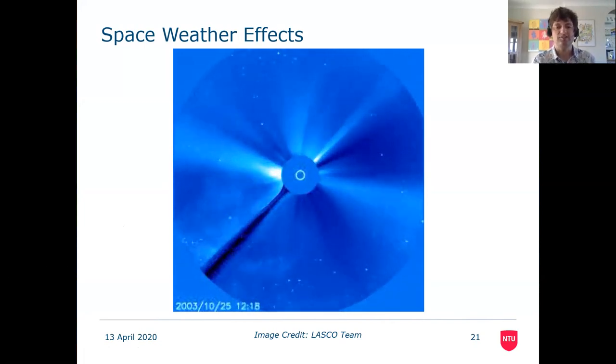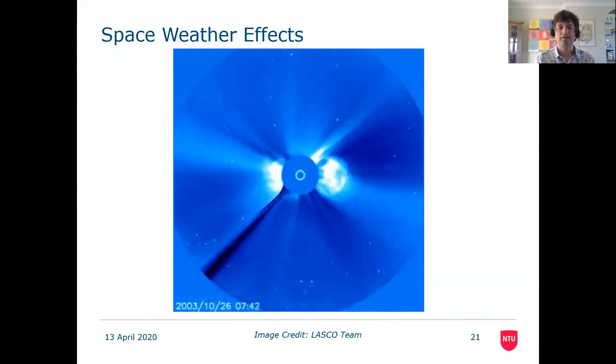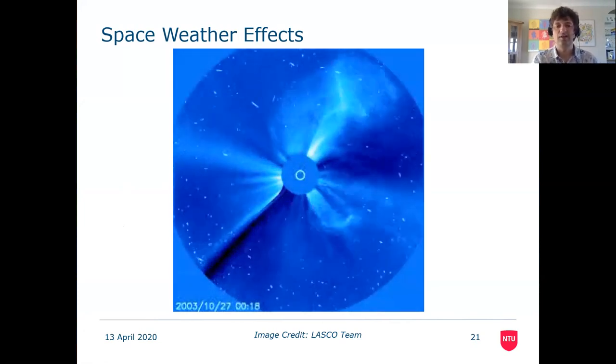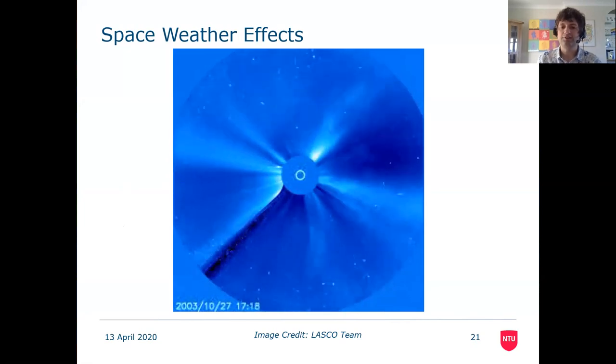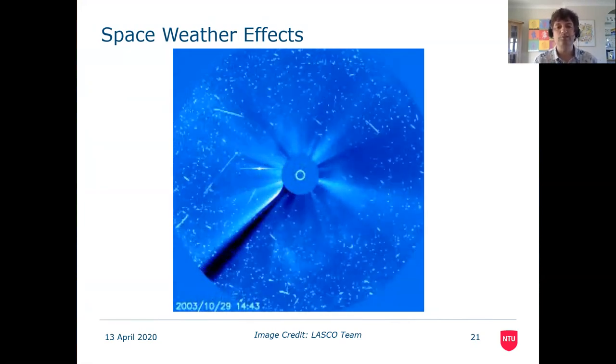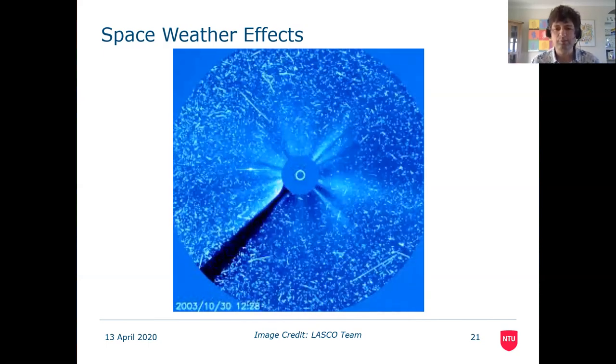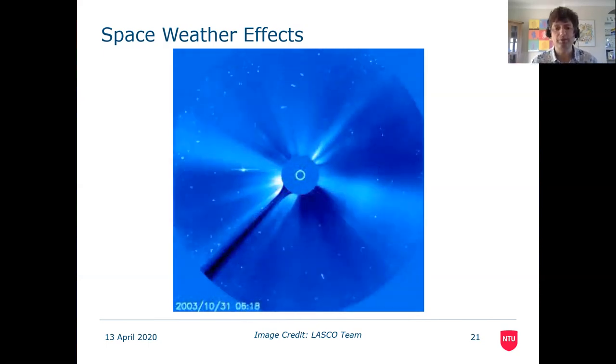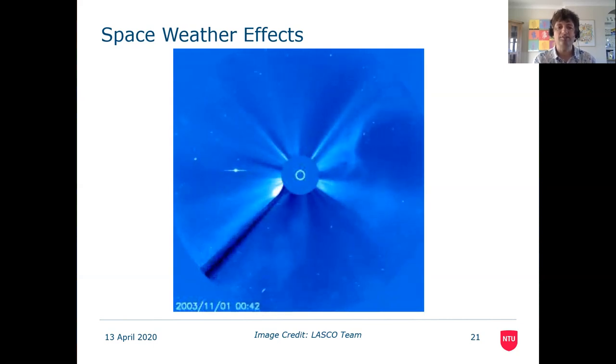Now, some of these structures are bigger, they're denser. And the denser structures might, say, compress the Earth's magnetic field and cause space weather phenomena. Sometimes you see these white dots like these particles charging off into space at an appreciable fraction of the speed of light. These can damage sensitive instruments on spacecraft.